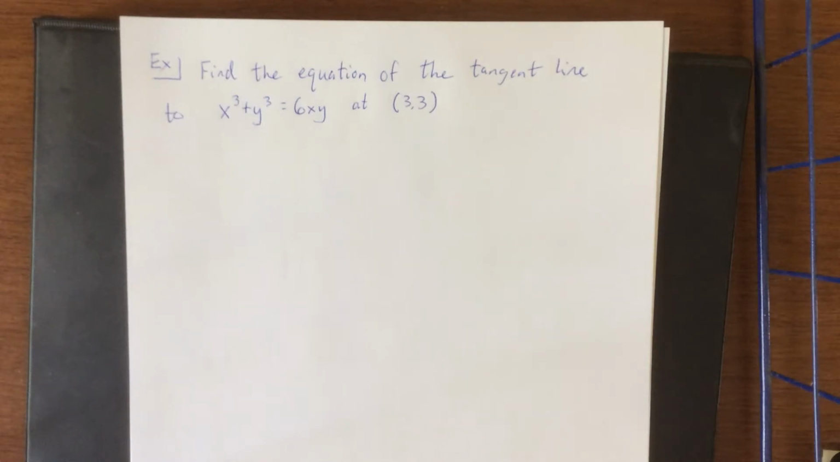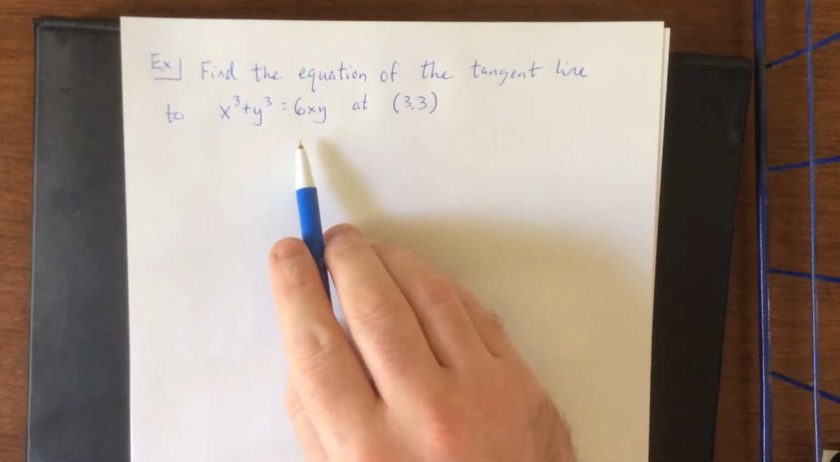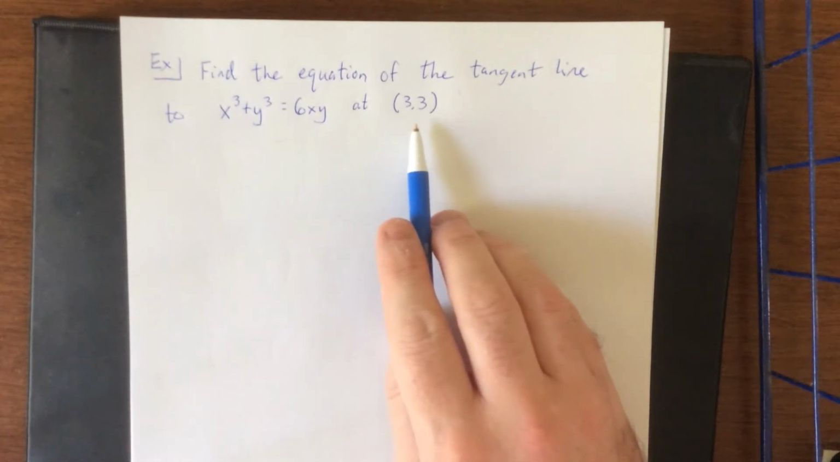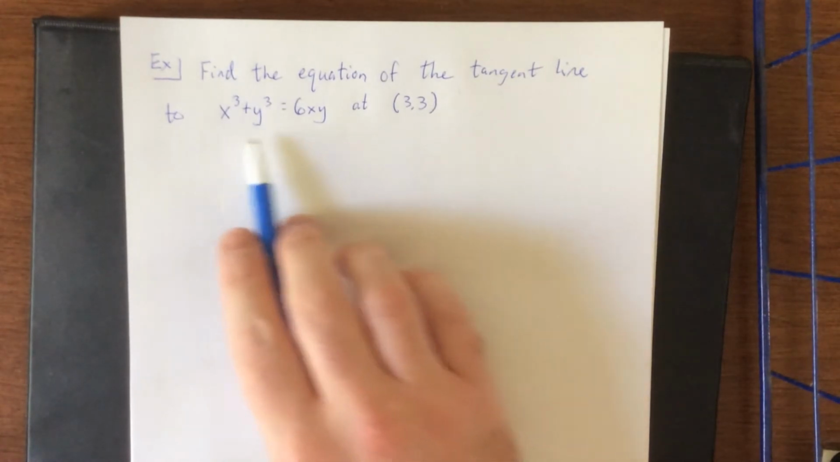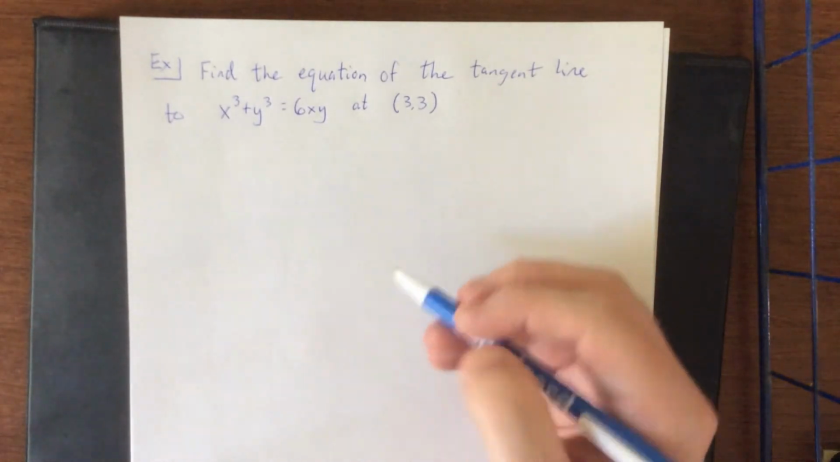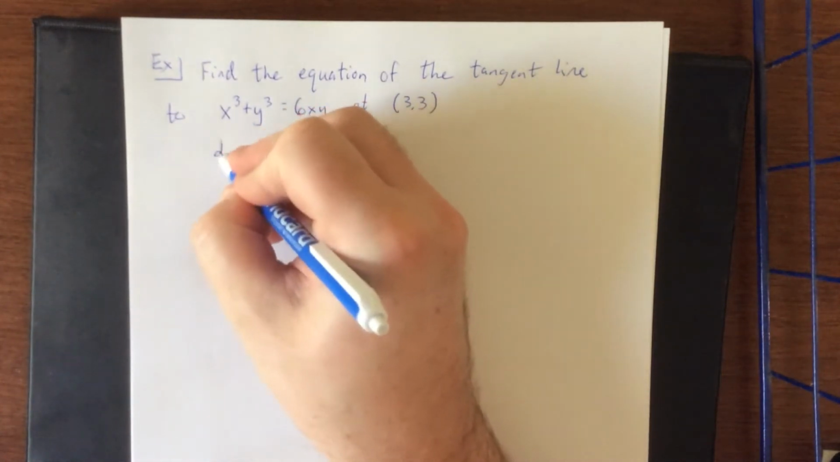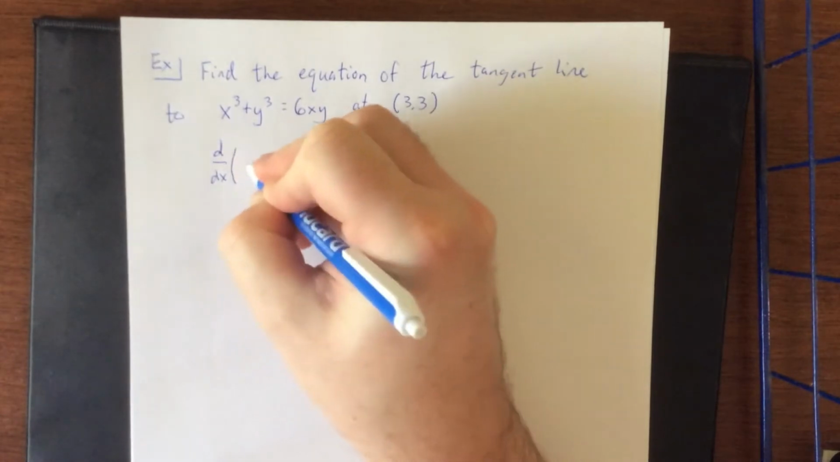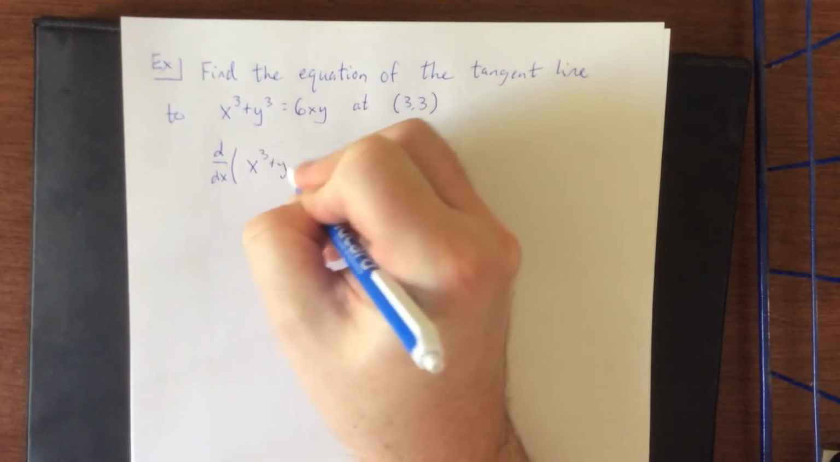Let's consider the problem that we didn't finish from the last video. I'd like to find the equation of the tangent line to the folium of Descartes, x cubed plus y cubed is equal to 6xy at the ordered pair (3, 3). Now, because this is a relation and not a function, we're going to begin by immediately differentiating both sides with respect to x.